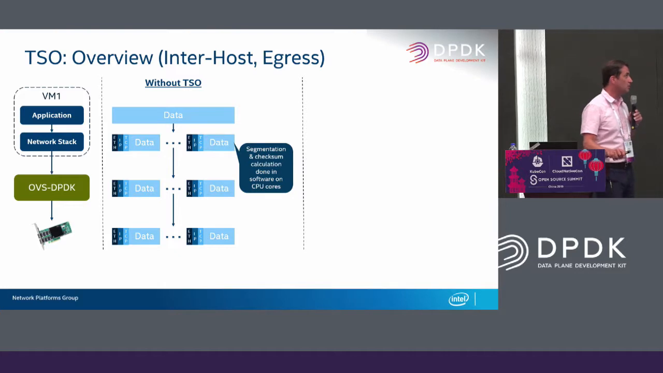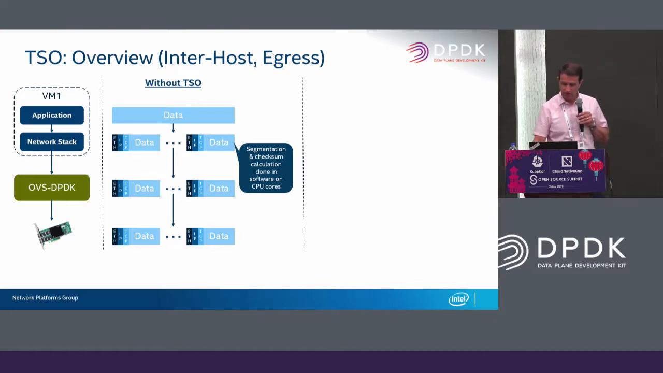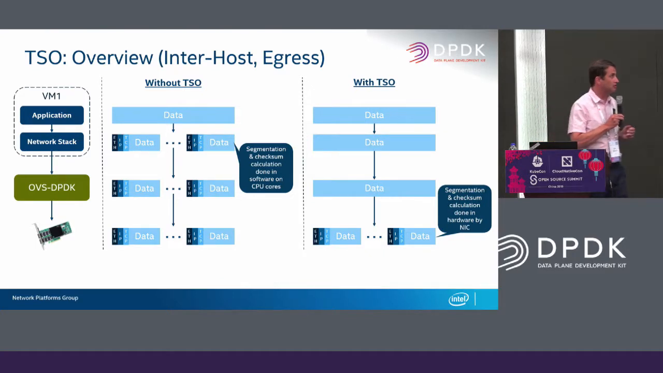So without TSO, if you have a large packet, you have to segment that and do the checksum calculations in software. So you're burning CPU cores to do that segmentation and those checksum calculations. With TSO, what it allows you to do is to keep that data intact. You set various flags to tell the hardware that you want to do the offload and the checksum calculation in hardware on egress. So what that gives you is you're basically moving that segmentation and the checksum calculations from CPU cores into the NIC. So you're offloading that processing from the CPU core.